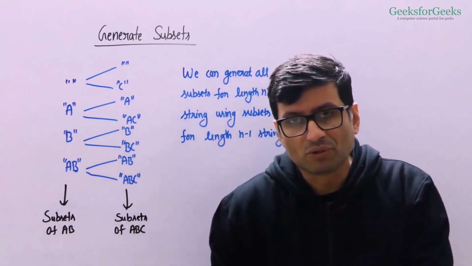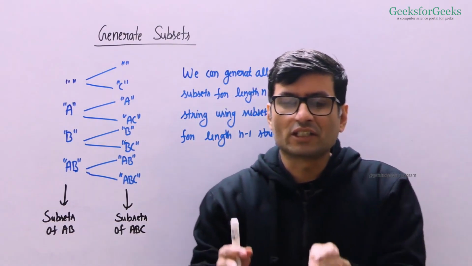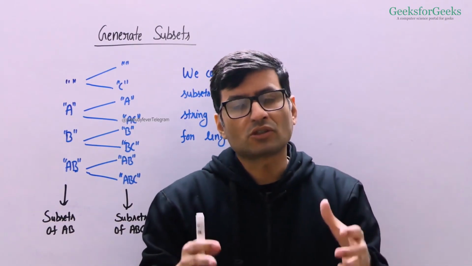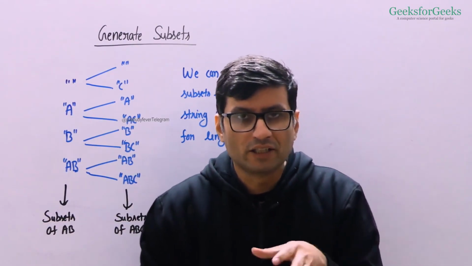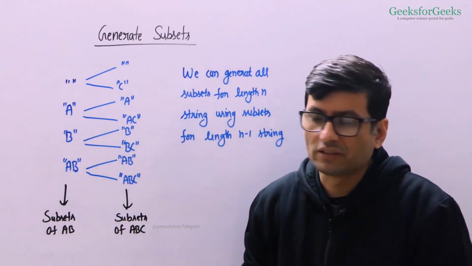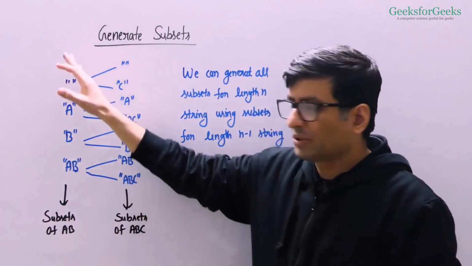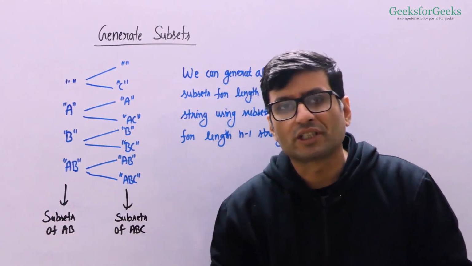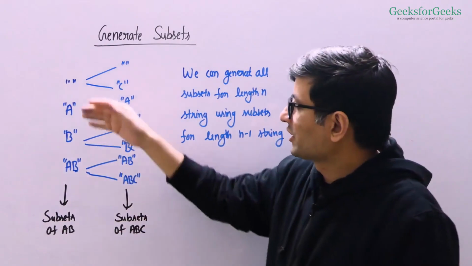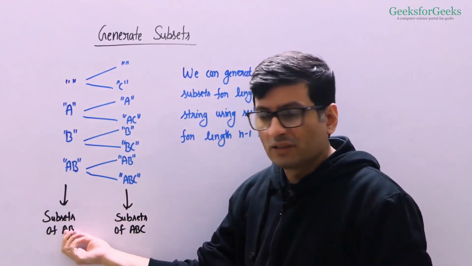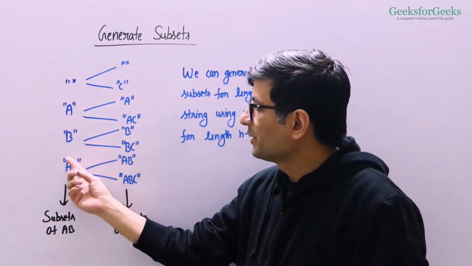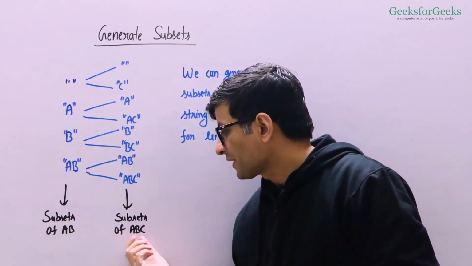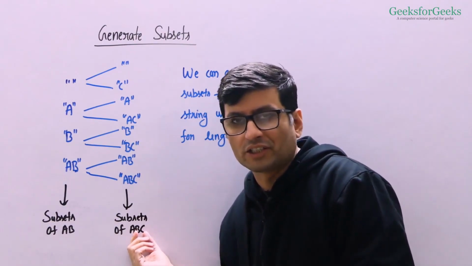The idea of recursive solution always is to consider the solutions of subproblems and then use those solutions to solve the overall problem. And here also we are going to use the same idea. If we have subsets of string length n-1, we can generate subsets of string length n. For example, if I have subsets of AB, the subsets are empty string, A, B and AB. I can generate all subsets of ABC, which is just one more length string.